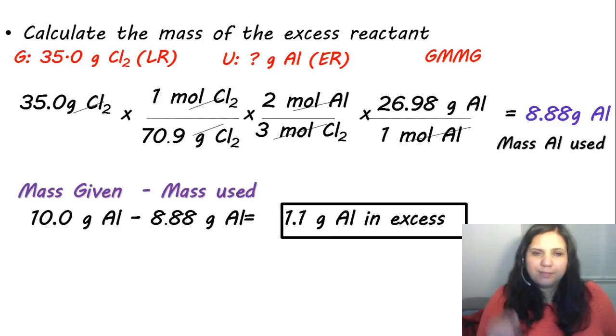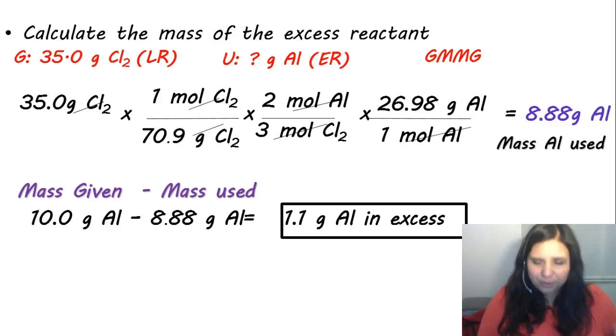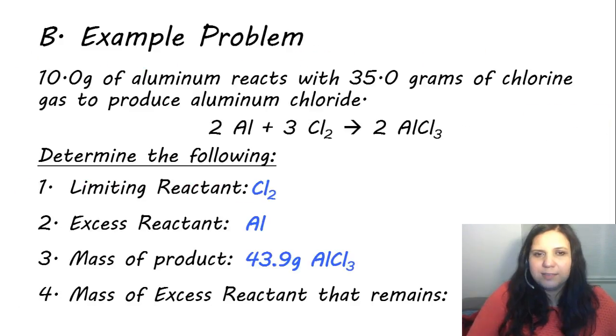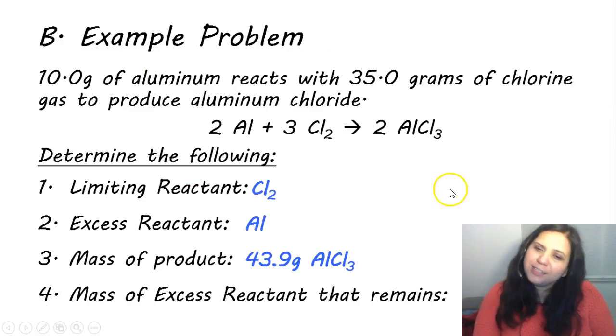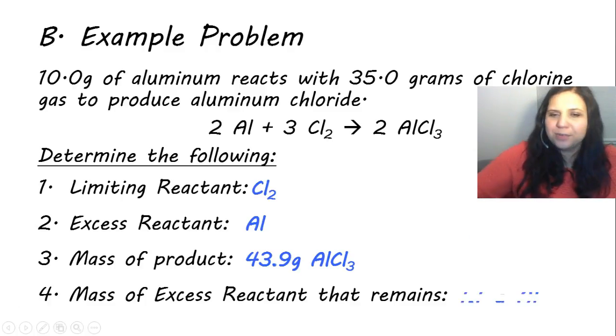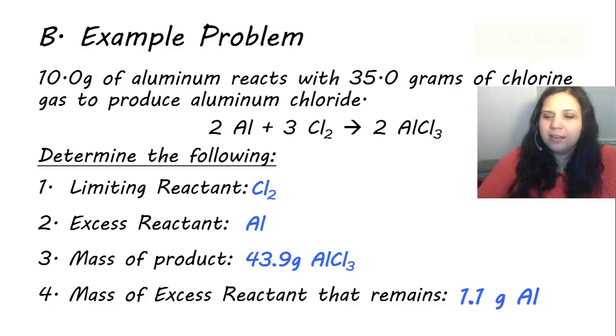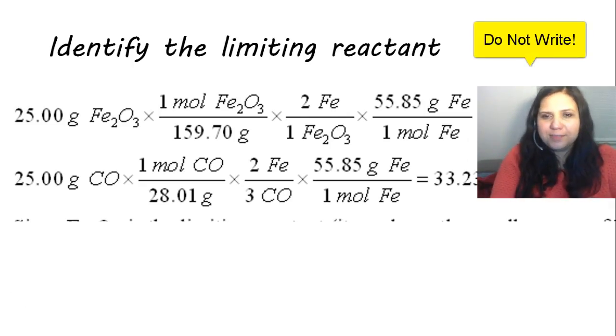All right, take some practice with these. I can show you one example, I can do some more in class. Some questions. Oh, actually, let's fill this out. It's not quite done yet. The mass of excess reactant that remains is 1.1 grams of aluminum. Next, I have some questions for you.